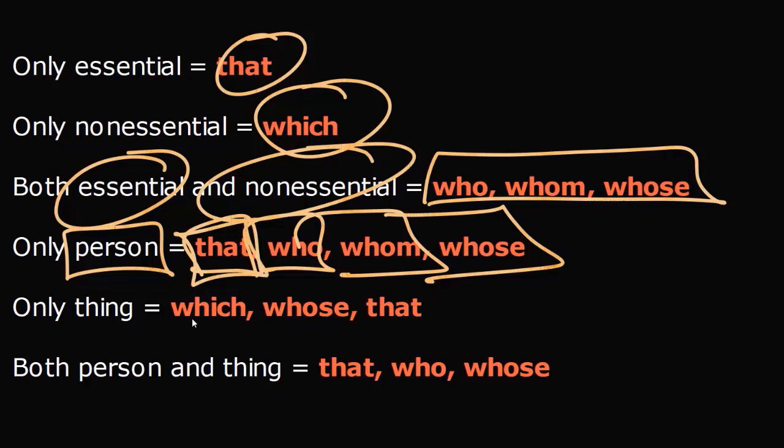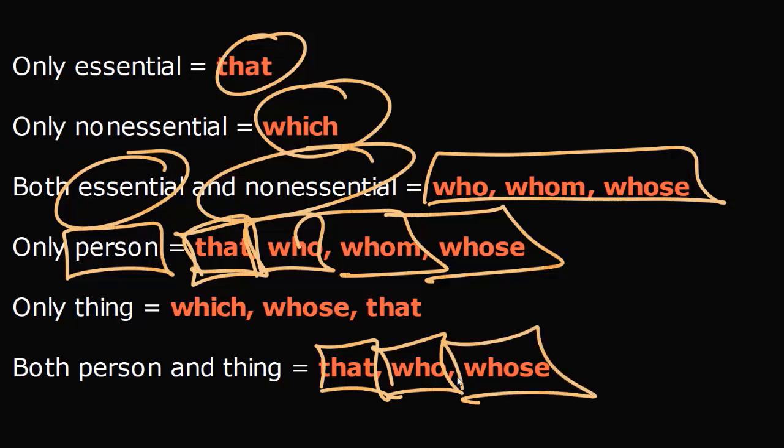Which is the only pronoun that refers to a thing only. Other remaining pronouns can refer to both people and things, all right? I'm talking about relative pronouns, all right? That, who, and whose can refer to both people and things, all right?